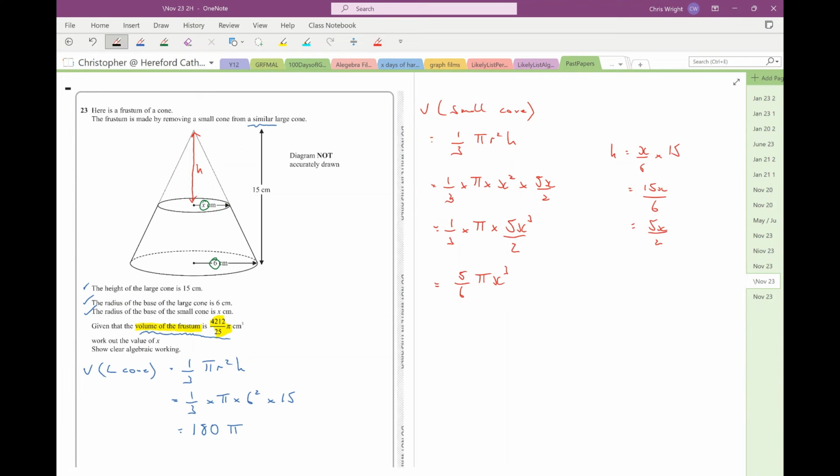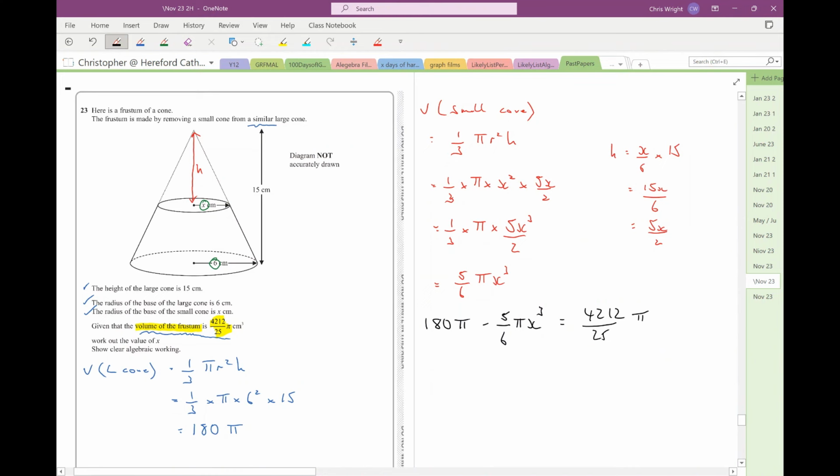So the volume of my frustum is going to be the volume of the large cone minus the volume of the small cone. There's an expression for the volume of the frustum. That should be a 6. I haven't written that very clearly. And that equals 4212 over 25 times pi.